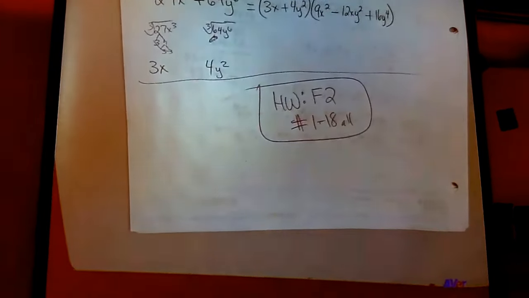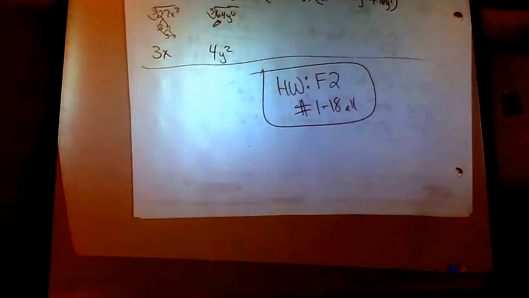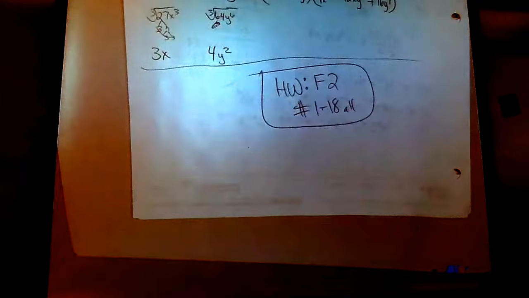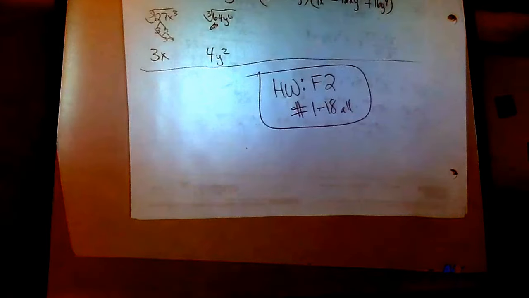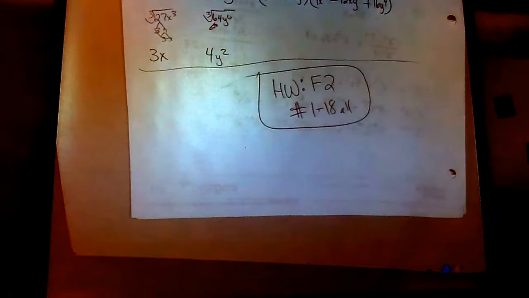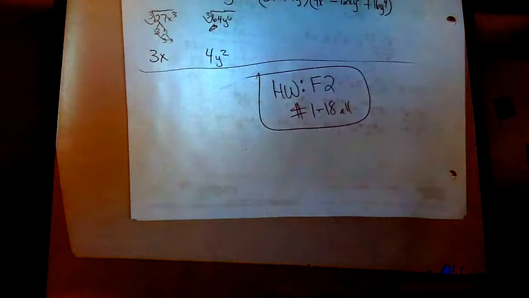No left column here, just 1 through 18, all of them. Sounds like a lot, but I expect you to bang them out pretty quick. 1 through 18. It's just the left column. No, not today. Never mind. It's 1 through 18, all.